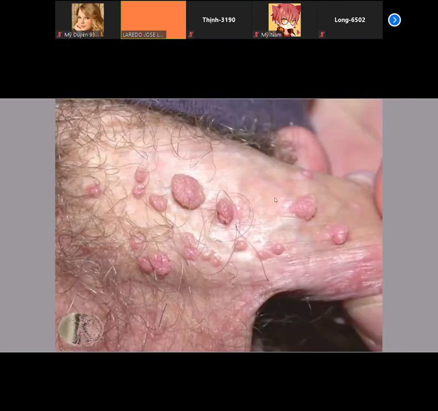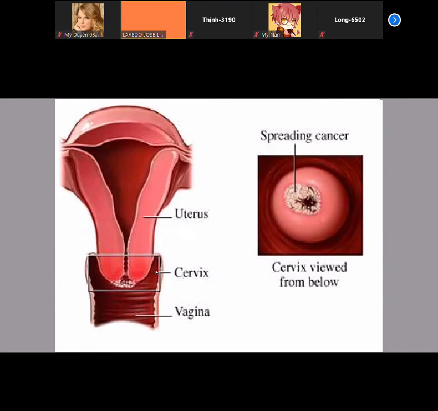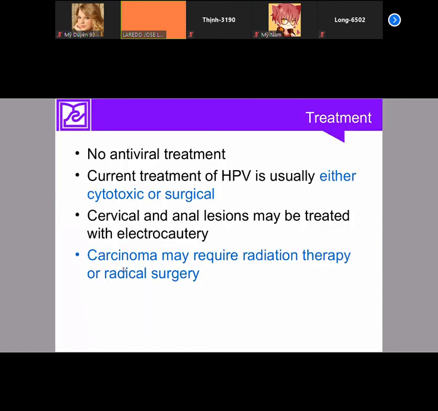And this is the penis in a man, transmitted by sexual contact. So possibly this is a serotype 6 or 11, or in the anus, possibly serotype 6 or 11. But the problem is this, the problem is the cervix, the cervical cancer, transmitted by sexual contact.